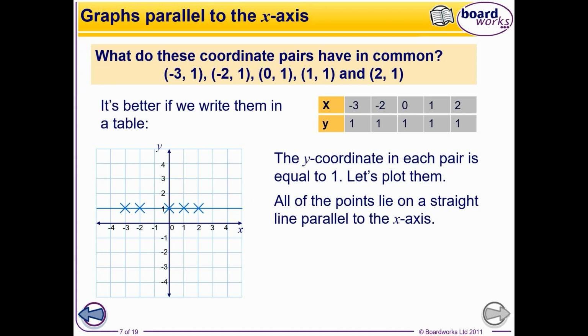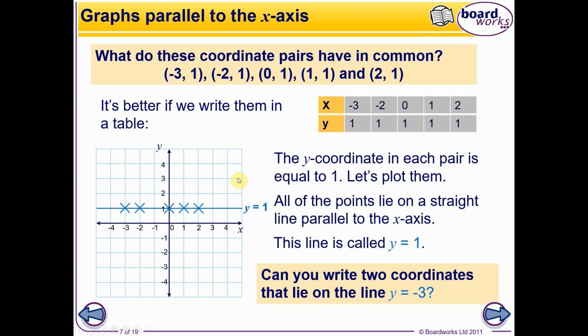Now we are asked to write two coordinates. Before we go to the next step, this line, of course, is called y is equal to 1. So now we are asked to write two coordinates that lie on the line y is equal to -3. Again, we must remember that in every coordinate that we are going to write, there should be -3 as the y coordinate.